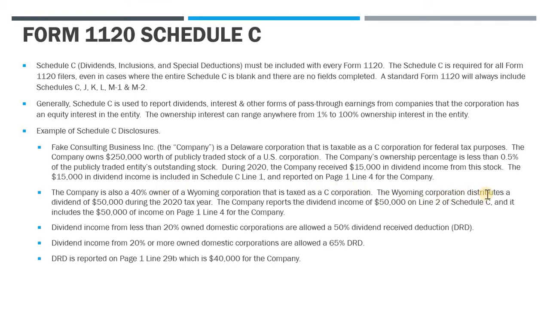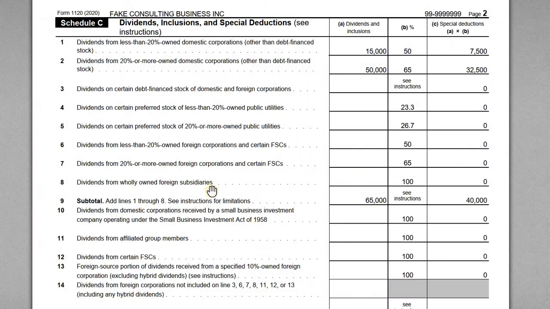The Wyoming Corp distributes a dividend of $50,000 during the 2020 tax year to the company, and the company reports a dividend income of $50K on line 2 of Schedule C, and then again, the $50K is included on page 1, line 4 for the company. So if we go back to Schedule C, we have the $50K here, right?